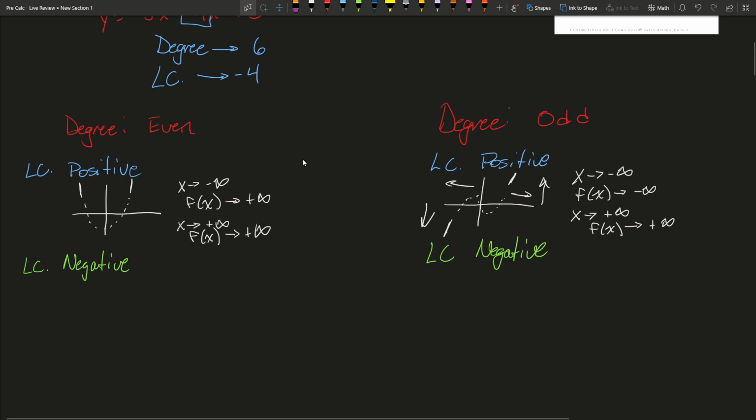For an even degree and a leading coefficient that's negative, we're just going to get the upside down of this. So it's going to start low, do some stuff in between, and then end low. So f of x will approach negative infinity both ways.